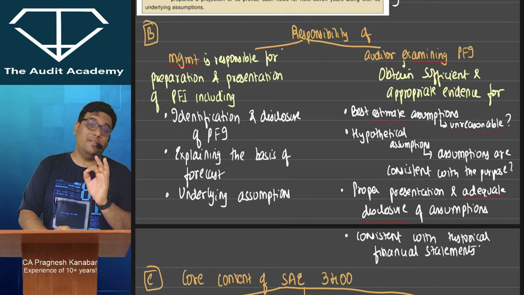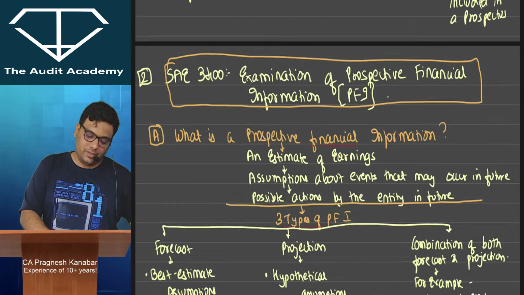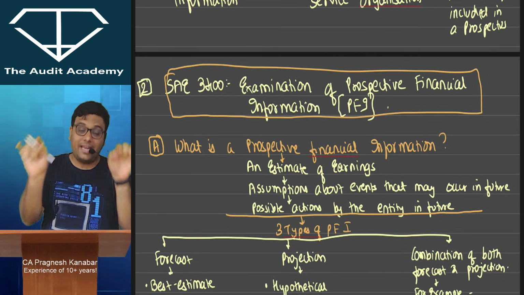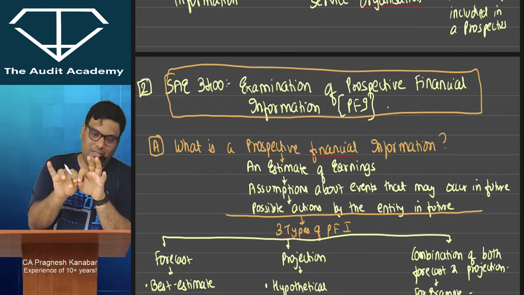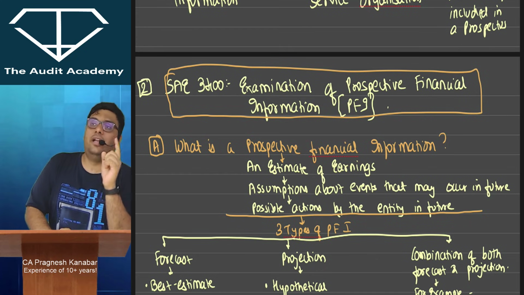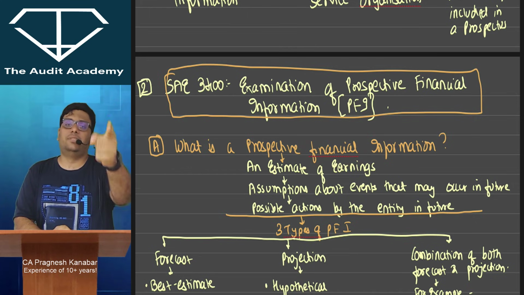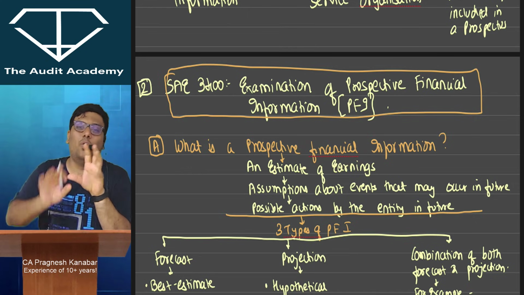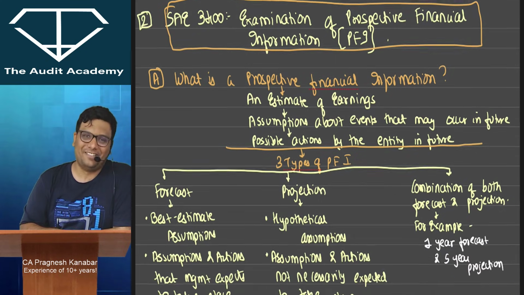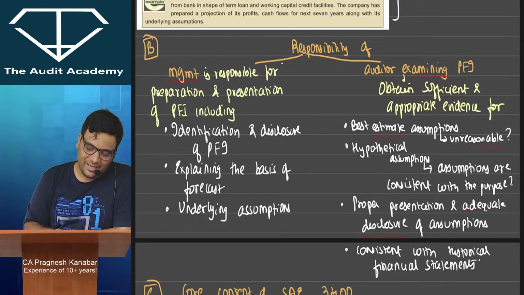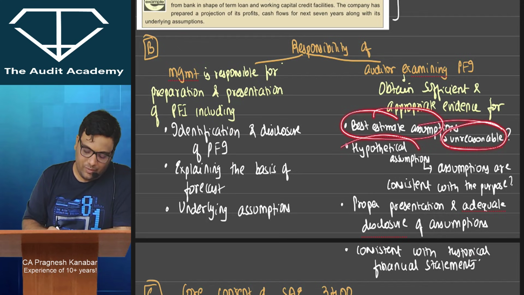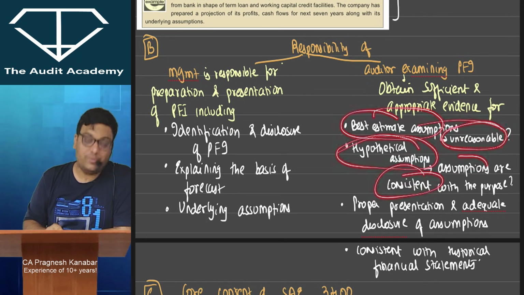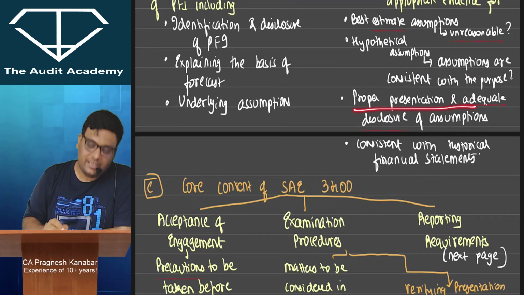Let me tell you that SAE 3400 gets attracted when there is proper prospective financial information. If I say, in the next 10 years, I'm going to be the prime minister, SAE 3400 does not apply to such goals. So please be careful of that. It has to be proper financial information. If it is a best estimate assumption, it should not be unreasonable. If it is a hypothetical assumption, it should be consistent. And then proper presentation and adequate disclosure.